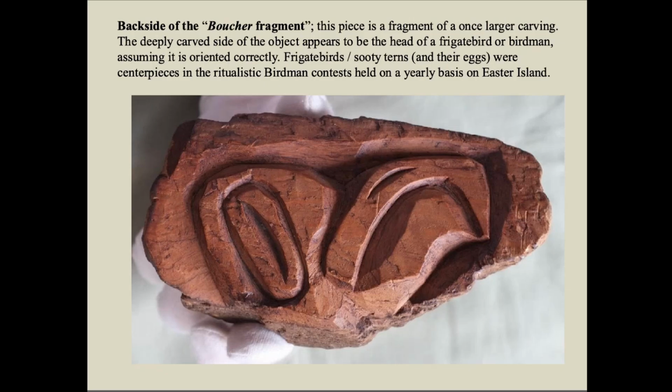The back of it looks like a birdman head or a bird. In fact, this is very, very deeply carved. My impression, my speculation, is that this piece was a fragment of a larger sculpture that something happened to, it was discarded, that type of thing, and then later the rongorongo inscription was added to the other side. They were reusing the wood. Wood was incredibly valuable on Easter Island.